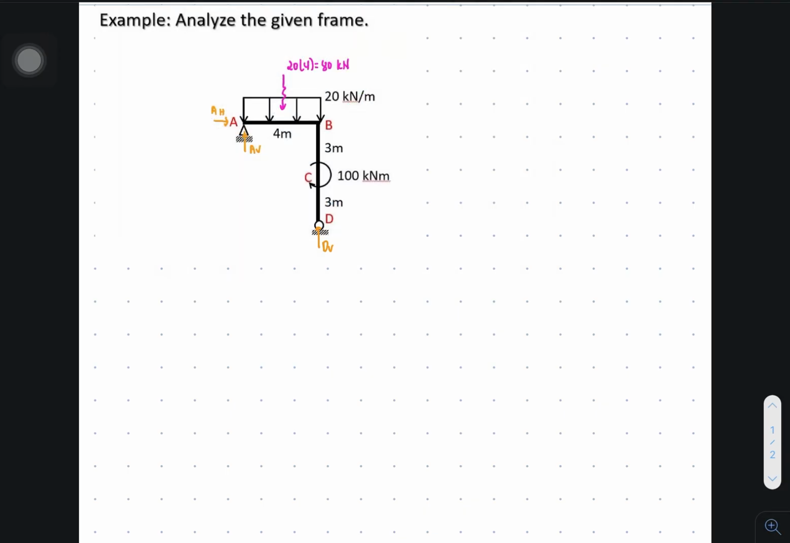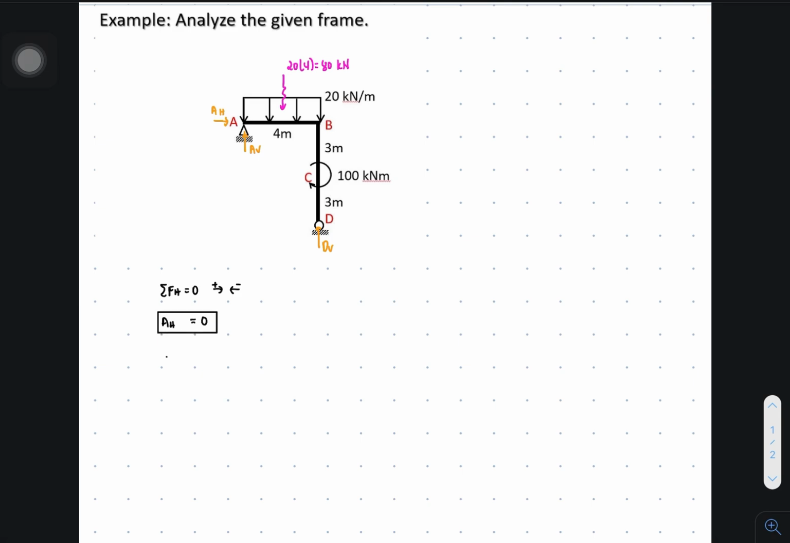So starting with the summation of forces horizontal equal to 0, to the right positive, to the left negative. So what are the forces along the horizontal plane? You have AH and no other except AH. Therefore, you equate that to 0, and this is now your value of AH.